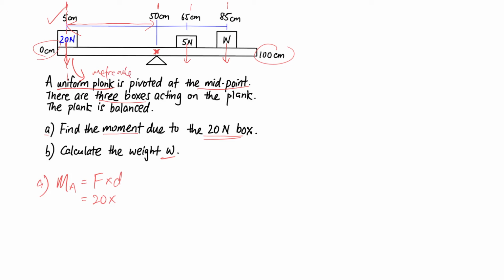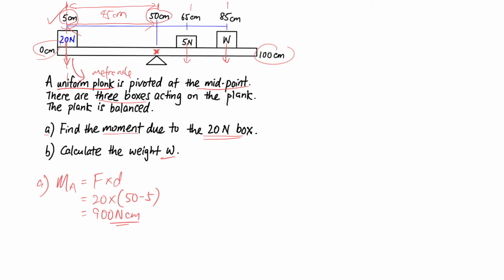So you have to be very careful. This is the 5 cm marking, the midpoint is 50 cm, so the distance from here to here is actually 45 cm. So the distance here, if I had to write it for you, 50 minus 5, the perpendicular distance is 45, and if you solve it, that will be 900 Newton cm. In this case, because the length is in cm, it's okay to leave it in cm. So make sure everything is consistent.